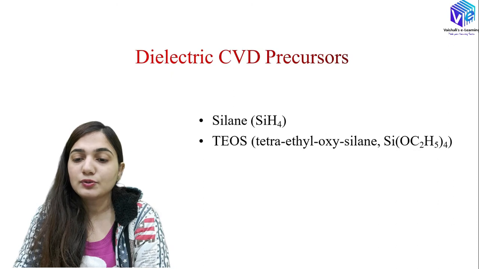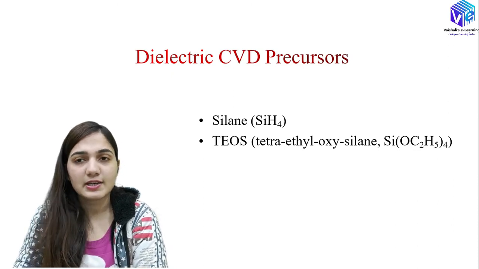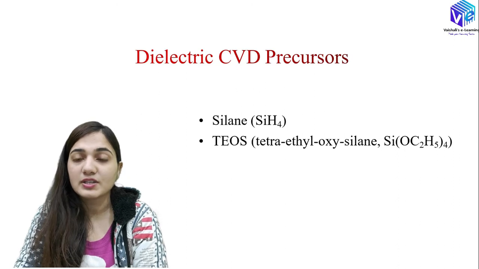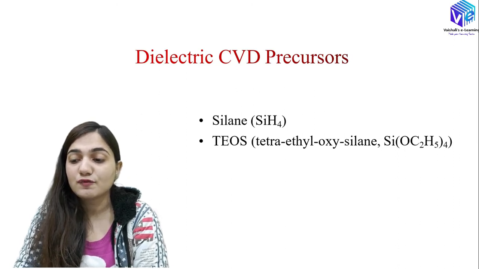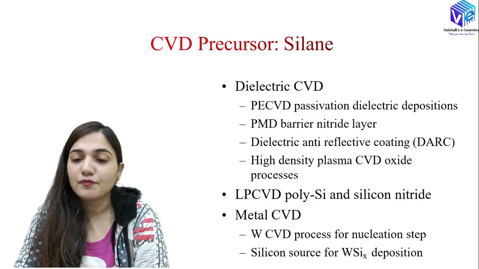Now coming to the dielectric CVD precursors. Which precursors can we use? We can use silane or we can use TEOS. What is TEOS? Tetraethyl orthosilicate, Si(OC2H5)4. This is the chemical formula of tetraethyl orthosilicate. We are going to see both of them in detail. First of all, we are going to talk about silane.